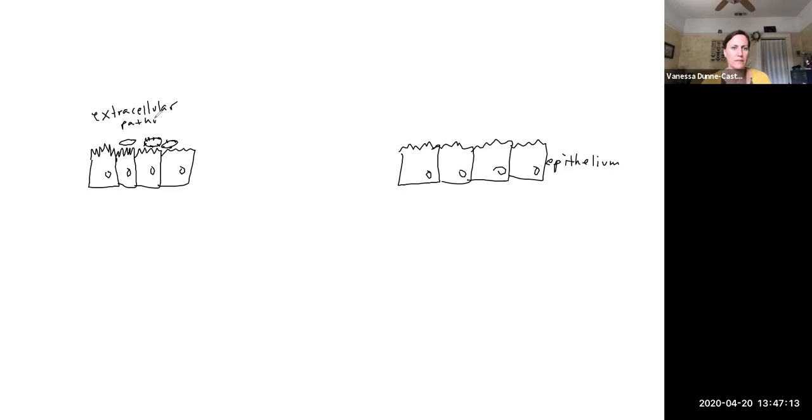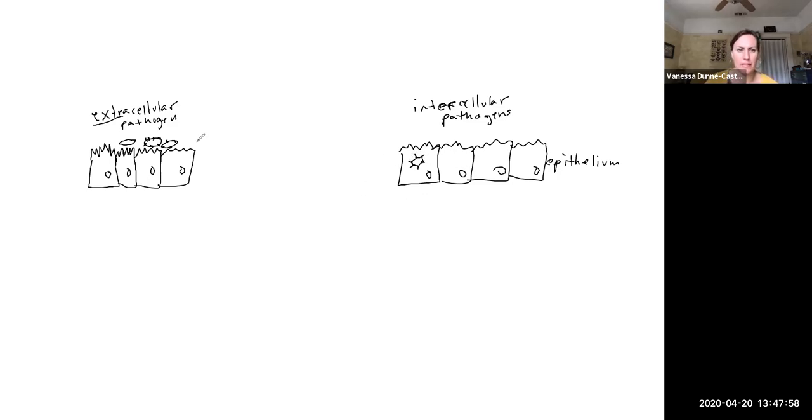So extracellular pathogens, that means they stay outside of the cell, they're not invasive, versus intracellular pathogens. And these guys get inside the cell, right? So a classic example, of course, would be a virus causing an intracellular or invasive colonization or infection.